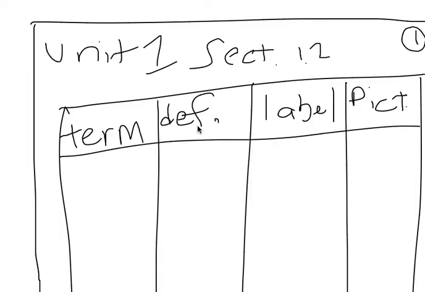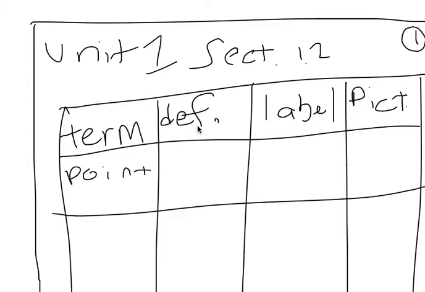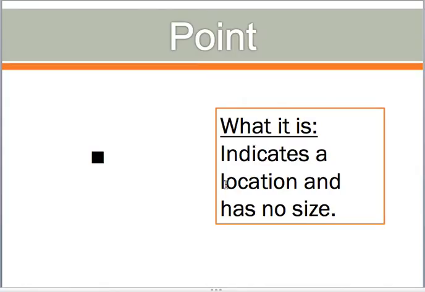Don't worry about drawing in rows yet. Once you finish a term, for example that first term, point, you can just draw a line like that and continue with the next term. Alright, so back to point. What it is: it indicates a location and has no size. I'll give you about 20 seconds to copy that down.